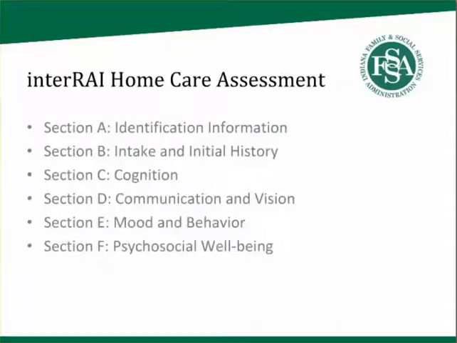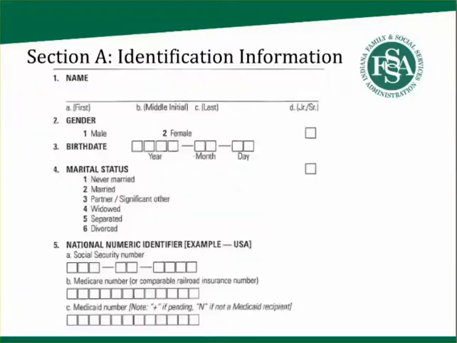So the objective today is that we will be reviewing sections A through F on the interRAI, as shown on this slide. We will be dissecting each section's intent and show you nursing facility level of care as it is applicable. So starting in with Section A.